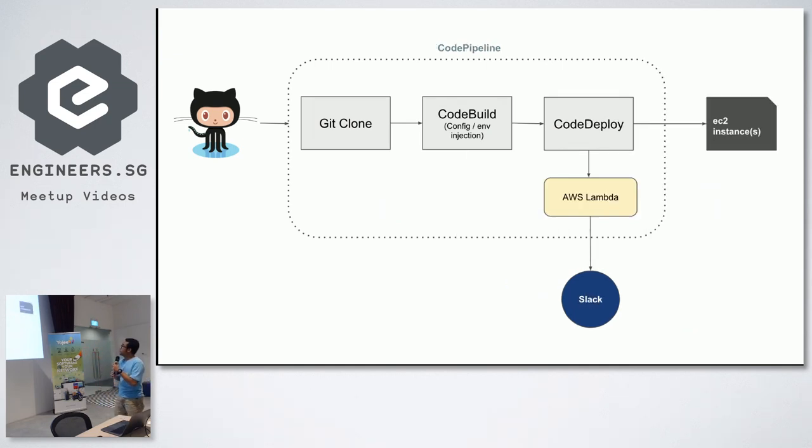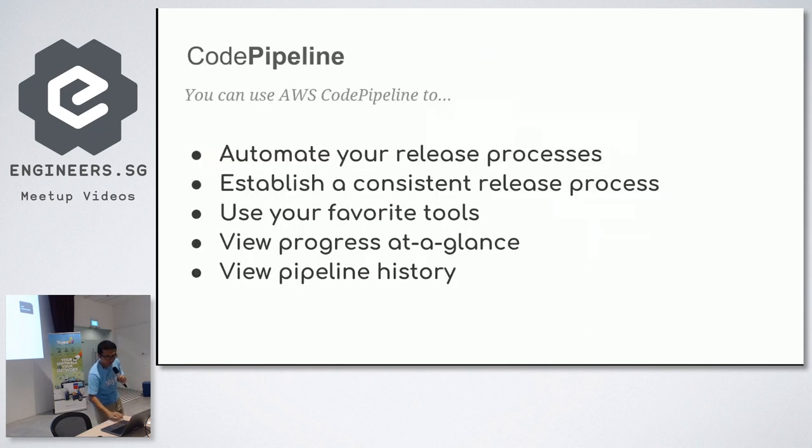so we will try to do a lot of simple things. Like I mentioned earlier, first we clone the latest version of our code base and do some configuration injections. If everything is okay, then we do the deployment to the EC2 instances. And if we have enough time, we will trigger some AWS Lambda functions to do Slack notifications. Hopefully, we can do all of this. All right. So first, these are the tools.